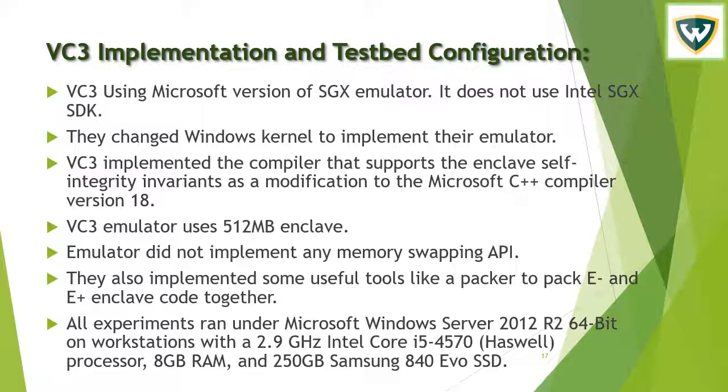They also implemented some tools, for example, the packer to pack the E-minus and the E-plus enclave code together. And for the testbed, they use Microsoft Windows Server 2012 R2 64-bit on a workstation with a 2.9 gigahertz Intel Core i5 4570 Haswell processor, 8 gigabytes of RAM and a 250 gigabyte Samsung 840 EVO SSD.